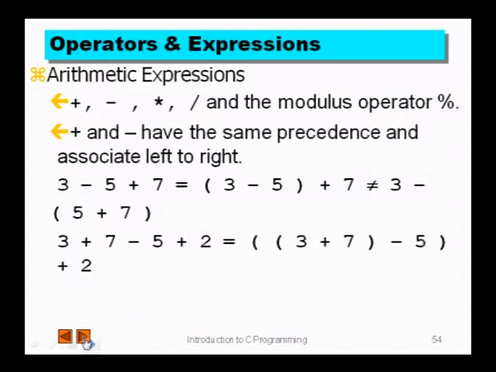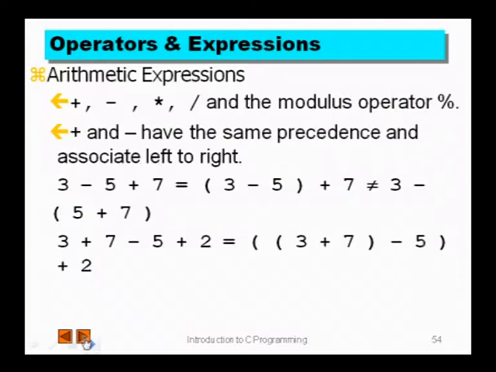But in 3 - (5 + 7), the expression within the parentheses is evaluated first: 5 plus 7 is 12. So 3 minus 12 becomes minus 9. Hence, these two expressions are not equal. Any expression enclosed in parentheses will be evaluated first, then the other expression.